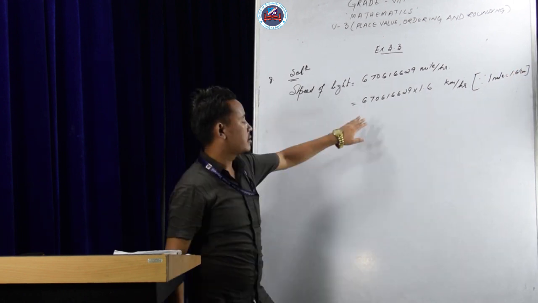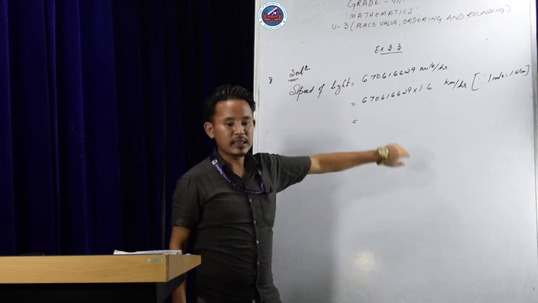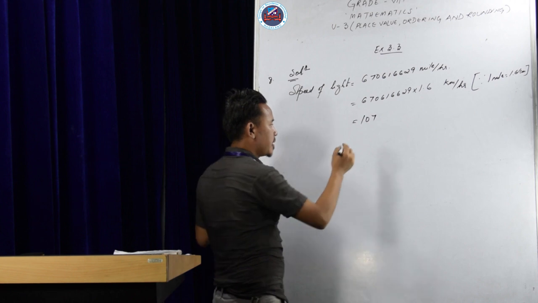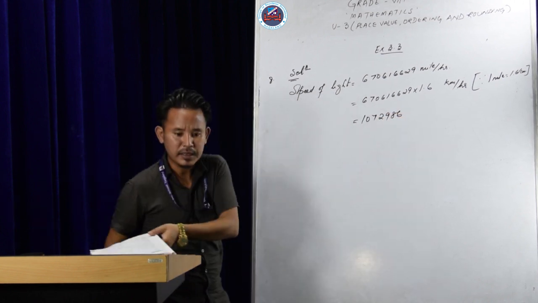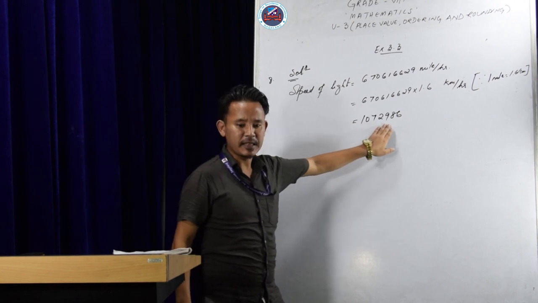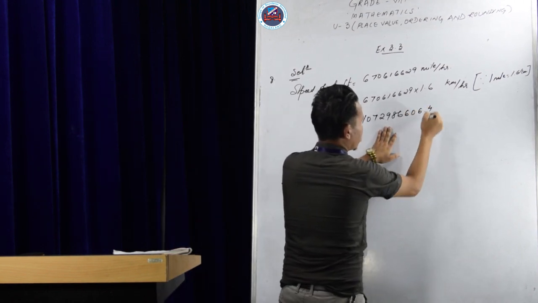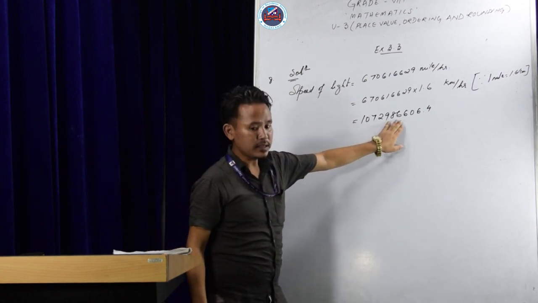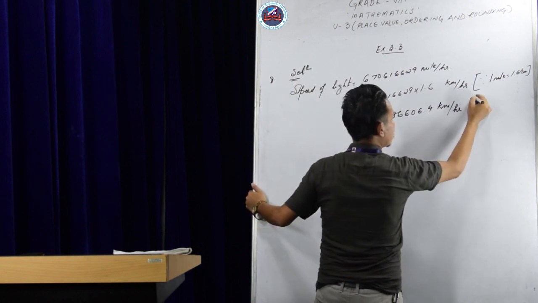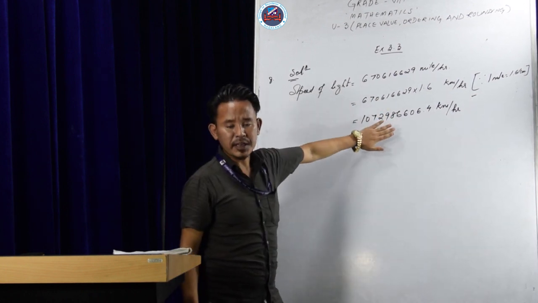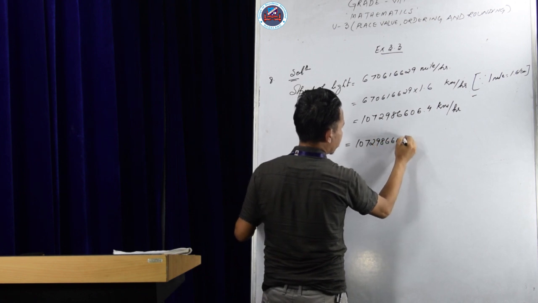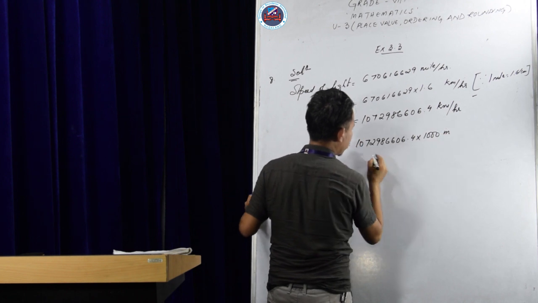Now when we multiply this one, 670616629 into 1.6, we get the value as 1072986606.4 kilometer per hour. You can calculate this in your calculator. Okay. Now, let's convert this kilometer into meter as well. So this gives us 1072986606.4 into 1000 meter divided by this hour.